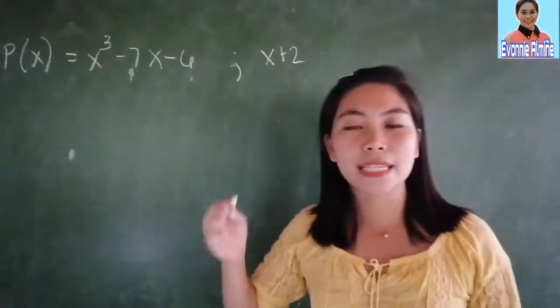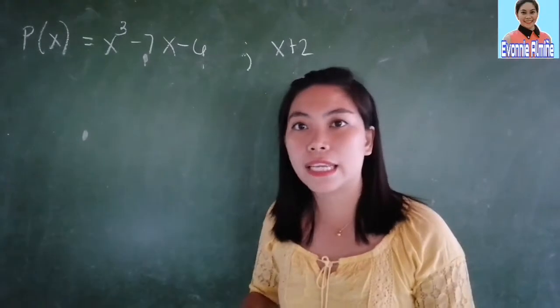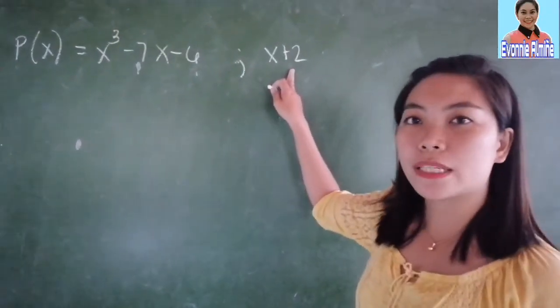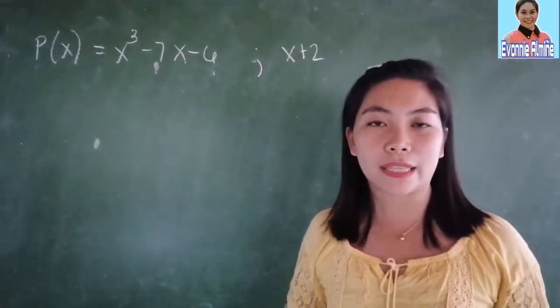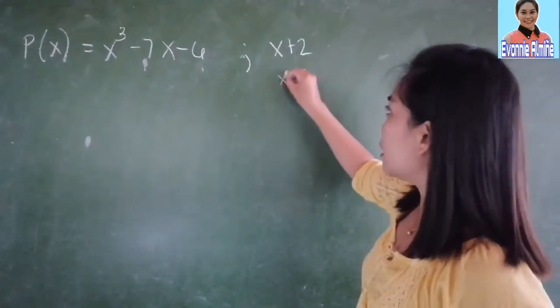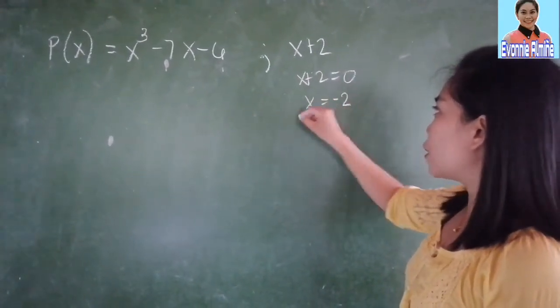Okay, so what is our leading degree? 3. Therefore, there are 3 roots and 3 factors. So, meron na po tayong isang factor. So, ang kailangan na lang po natin hanapin ay yung natitirang dalawang factors. So, let's equate this. So, x plus 2 is equal to 0. Then, x is negative 2.